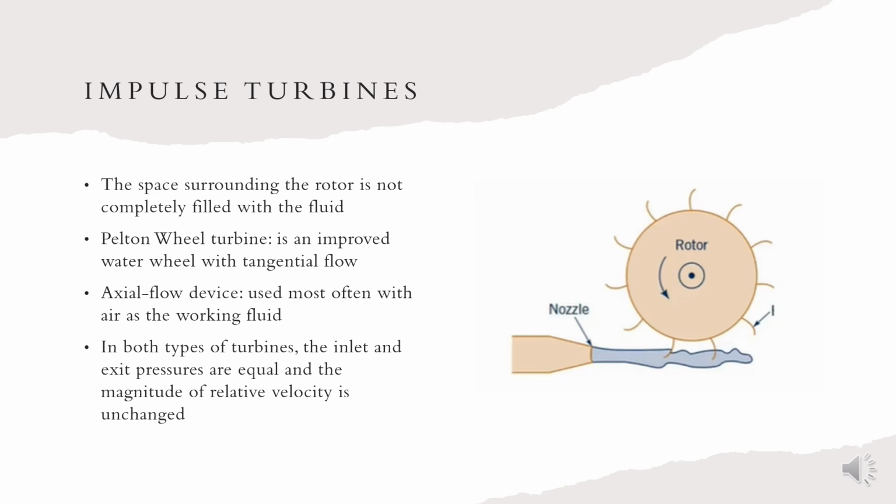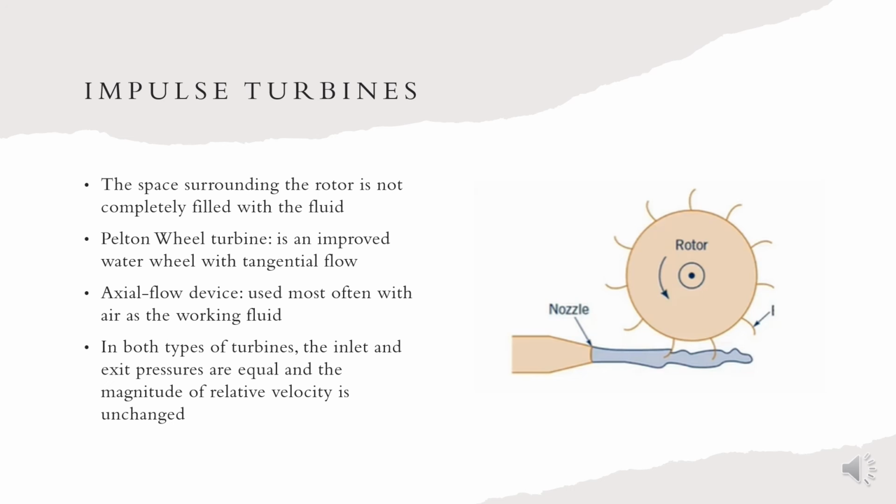Impulse turbines. In these machines, the total head of incoming fluid is converted into a large velocity head at the exit of the nozzle. The space surrounding the rotor is not completely filled with the fluid. There are many types of impulse turbines, but here we only focus on two. The first one is the Pelton wheel, which is essentially an improved water wheel with tangential flow. It is most efficient when operated with a large head.